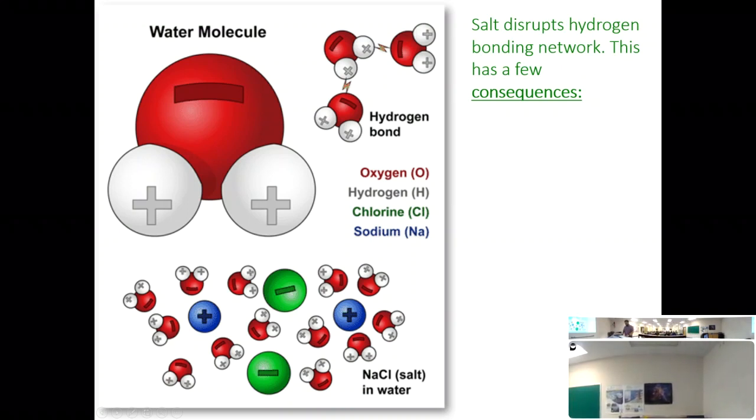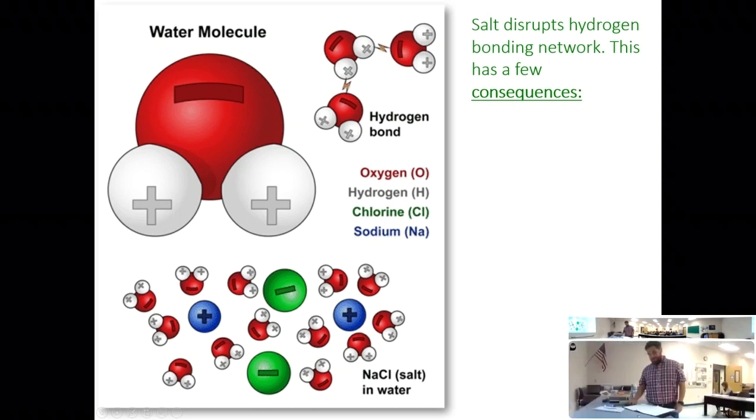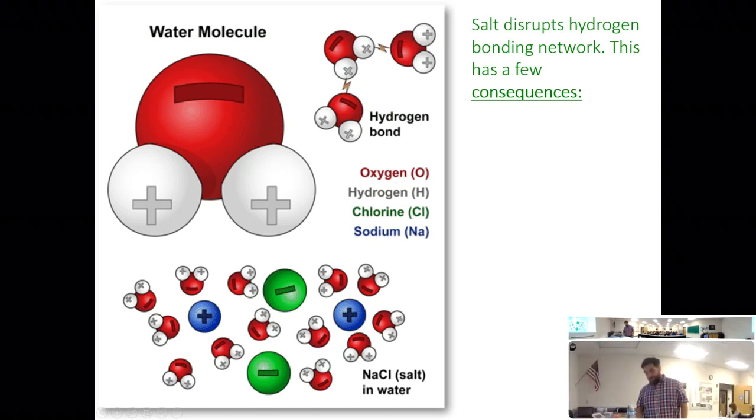Okay, so anyway, let's go on to lecture assignment number 15. How does salt affect the melting point and boiling point of water? So why does this happen? You might remember that H2O molecules bond together by hydrogen bonding, right?